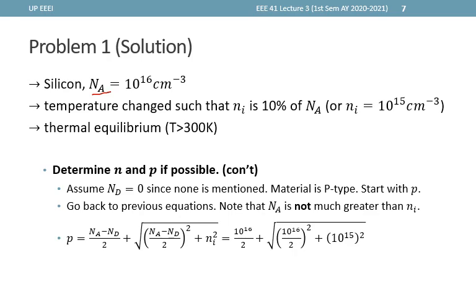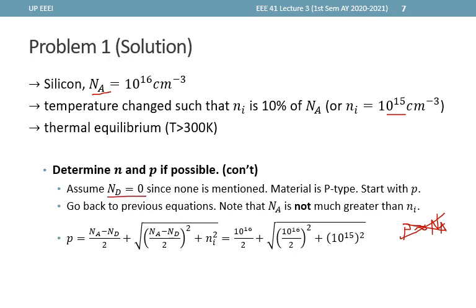However, note that Na is not much greater than Ni, since we have Na is 10 to the 16 while Ni is 10 to the 15. So that is just 10% and not much larger. So we do not use P is approximately Na in this case, but instead we use the longer form of the equation. So Na minus Nd over 2 plus square root of Na minus Nd over 2 squared plus Ni squared.